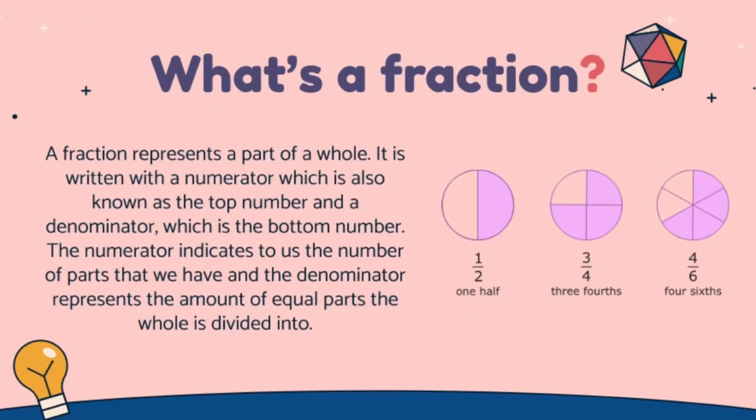It is written with the numerator, which is also known as the top number, and a denominator, which is known as the bottom number. The numerator indicates to us the number of parts that we have, and the denominator represents the amount of equal parts the whole is divided into.